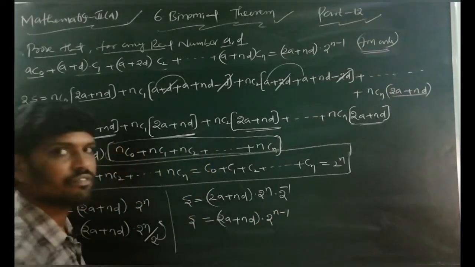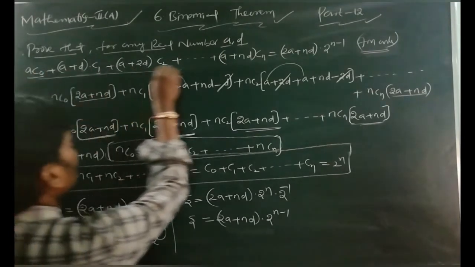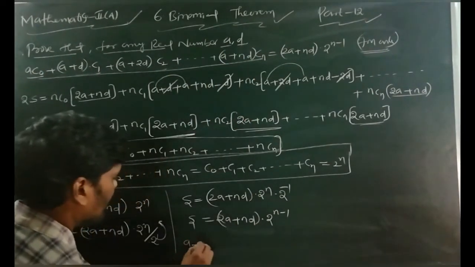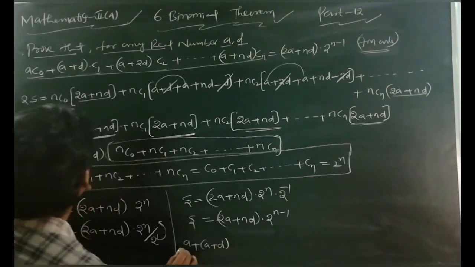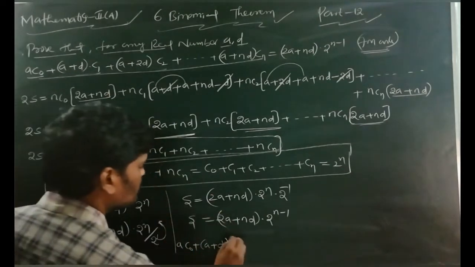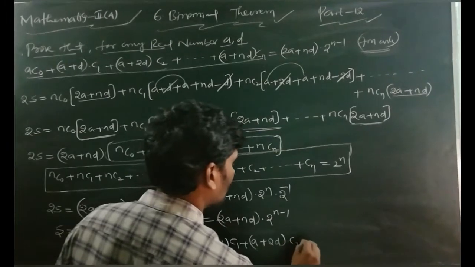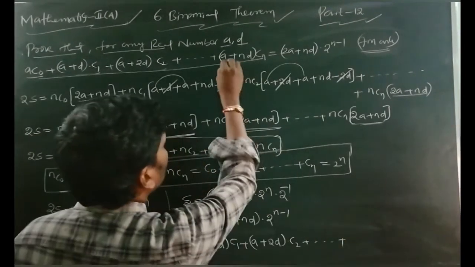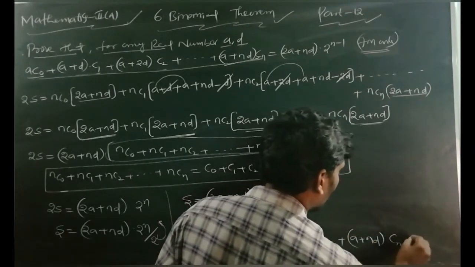This is the value of S. What is the value of S here? S is the LHS part. Write down the LHS part: a C0 plus (a plus d) into C1 plus (a plus 2d) into C2 plus and so on, plus (a plus nd) into Cn. This is the value of S.